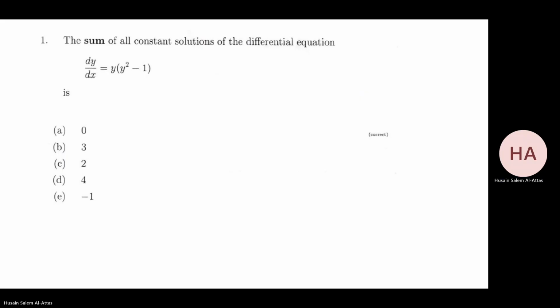Okay. The sum of all constant solutions. Now I'm looking for what? Constant solutions. What is so important about the constant solution? If I have y equals c, this is the constant solution. What's important? y prime will be what? 0. y double prime will be 0. The triple prime also will be 0.